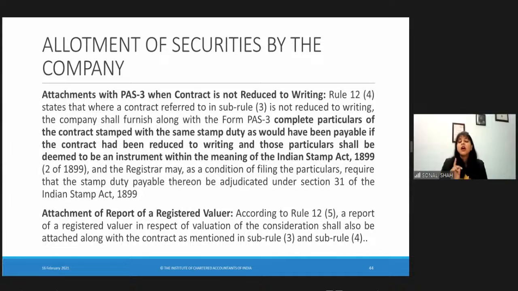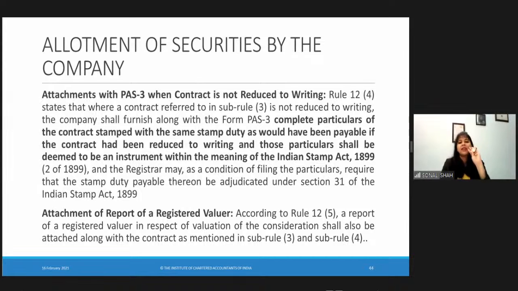Along with that, a report of a registered valuer also has to be submitted. Now, this valuer will put in the valuation of the consideration. So here we are talking about a situation where it is not cash, but kind. Let's say I say in return of this watch, I will get shares of the company. Now, how many shares I will get will depend on the value of the watch.